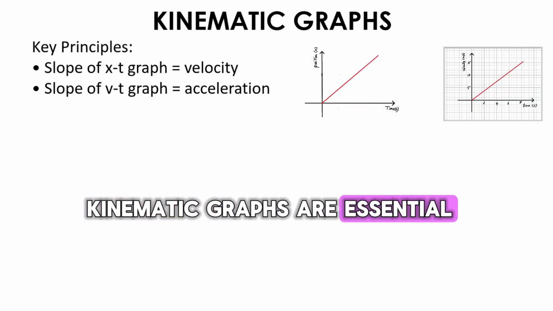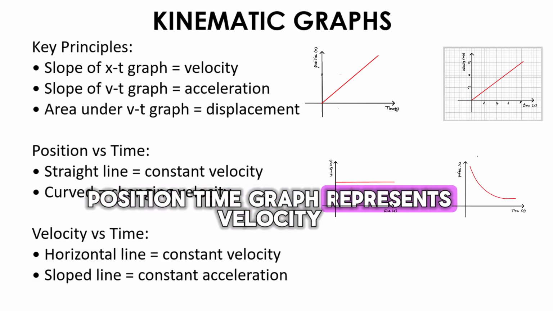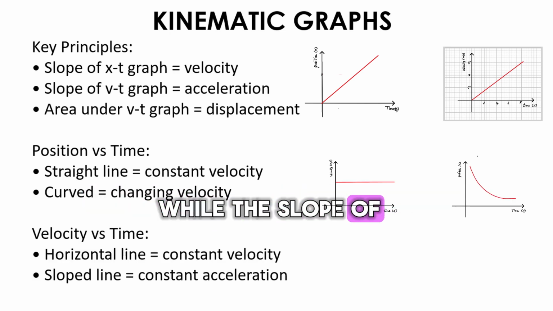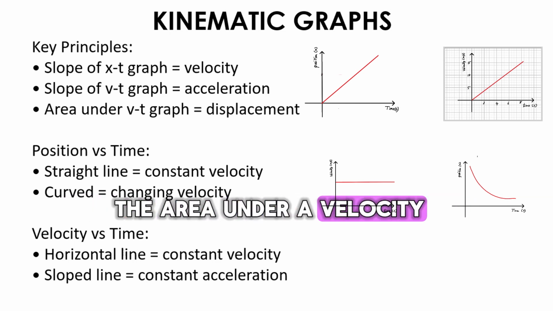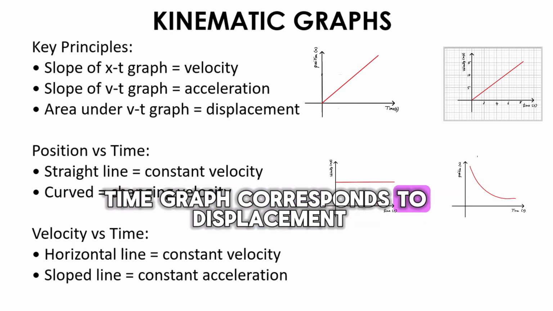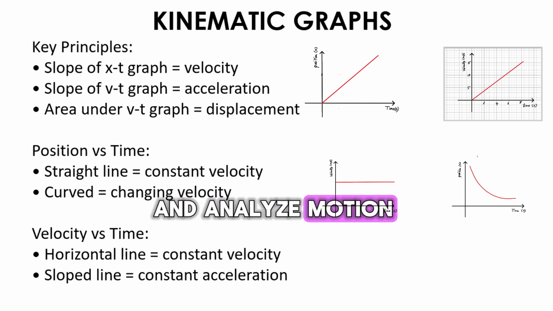Kinematic graphs are essential for understanding motion. The slope of a position time graph represents velocity, while the slope of a velocity time graph indicates acceleration. The area under a velocity time graph corresponds to displacement. These principles help visualize and analyze motion effectively.